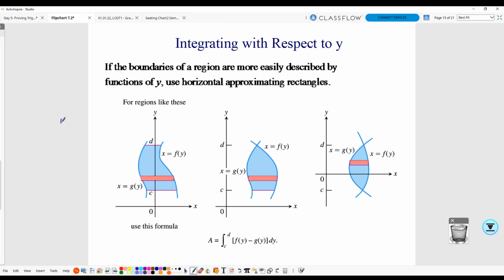So Monday's lesson was, how do you find the area between two curves that were like this? It's the top curve minus the bottom curve. So the bigger y value minus the smaller y value. Now when we turn it on its side, it's the bigger x value minus the smaller x value. So right minus left. And notice that this is now x equals the function in terms of y.